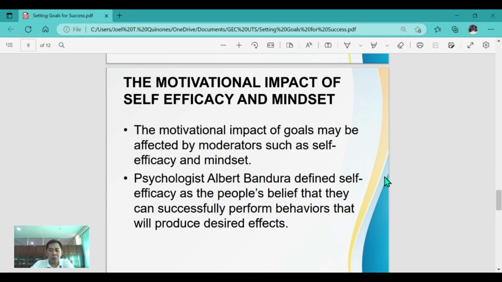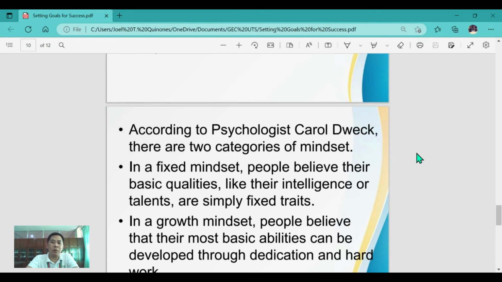Okay, so wag nating tanggalin sa sarili natin. We cannot attain our short and long-term goals if we don't believe in our own capacities in attaining them. That is self-efficacy and mindset. Alam niyo yung kasabihan ngayon na mindset pa, mindset. Basically, it is a reference to Albert Bandura that self-efficacy is needed. Aside from self-efficacy, a good mindset is needed for us to attain our goals.